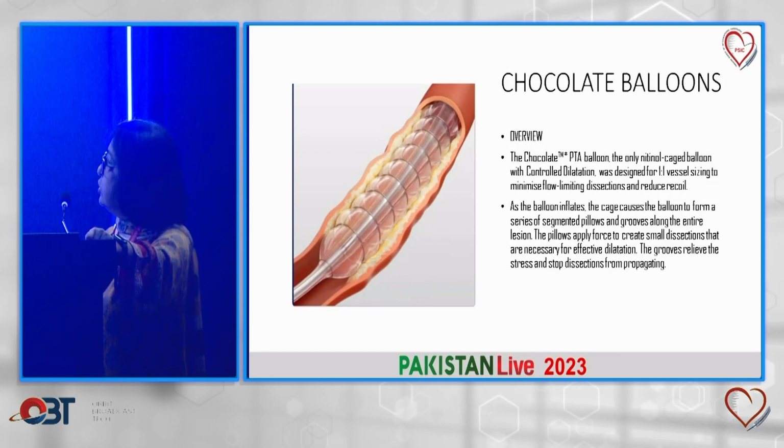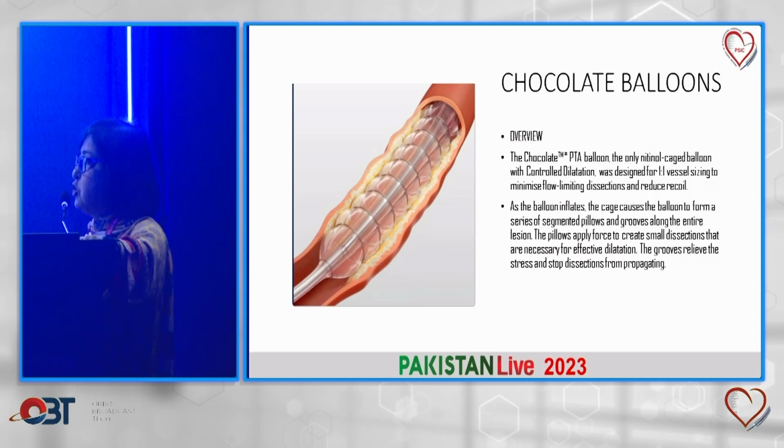And this is what the chocolate balloon looks like. It is covered with a nitinol cage for controlled dilatation, and it causes the balloon to form a series of segmental pillows and grooves along the entire lesion. The pillows apply force to create small dissections that are necessary for effective dilatation. These have really shown very good results, and so you may not need a stent or even drug-coated balloons; just a chocolate balloon will suffice.